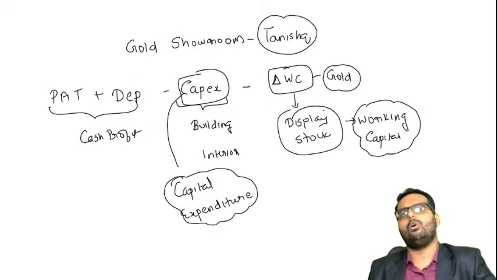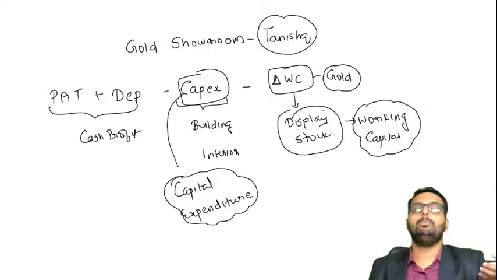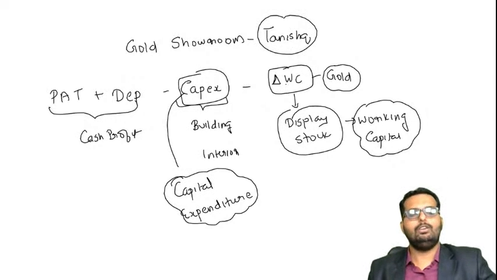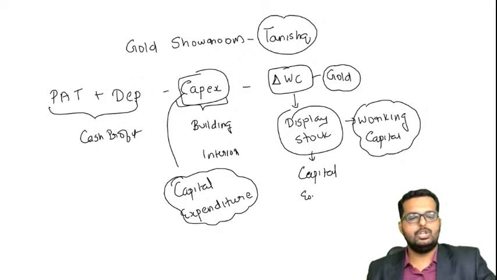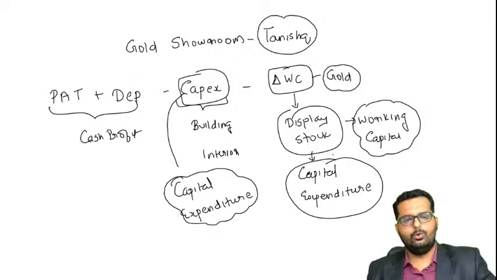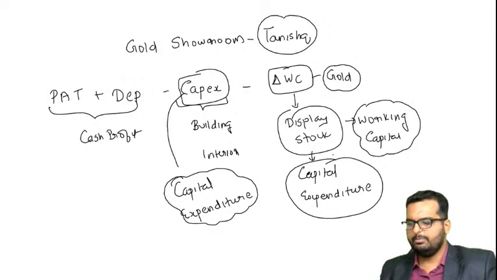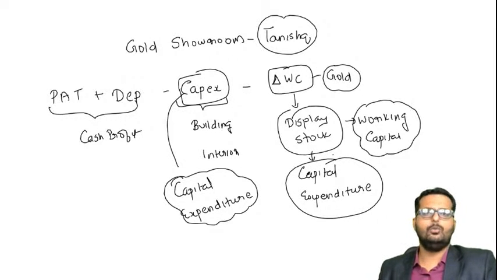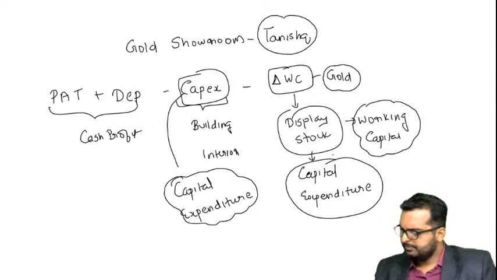Your fund gets blocked over there. That money can never be retrieved back. That is why we show this also as a capital expenditure. Alright. Can you please write down this in your own language so you can understand the meaning of additional working capital also.